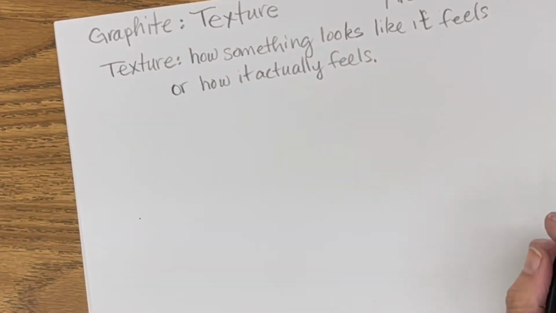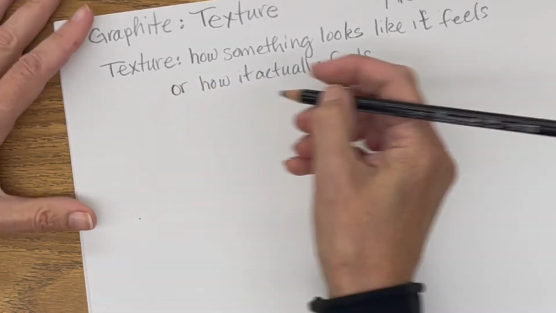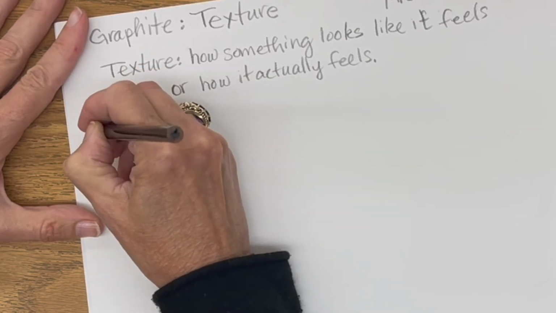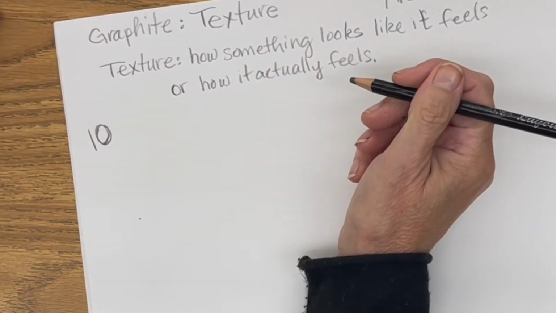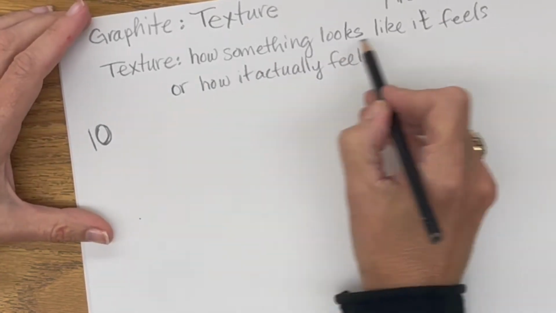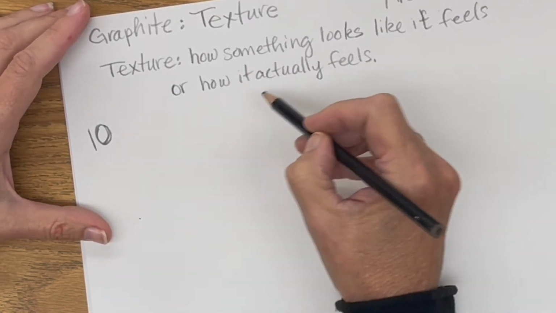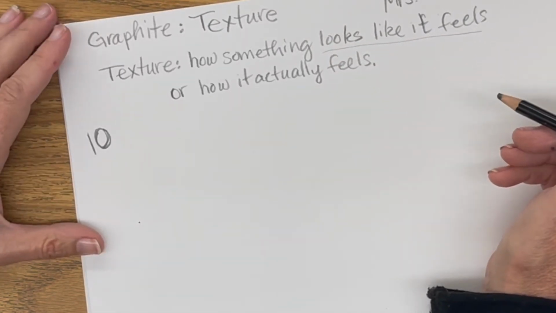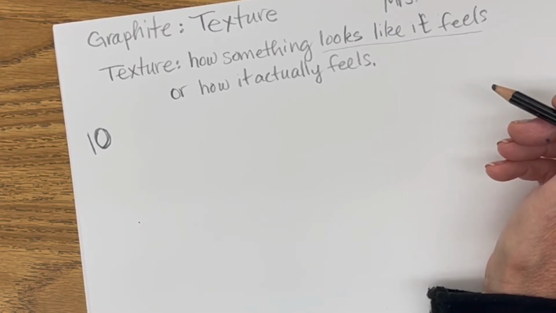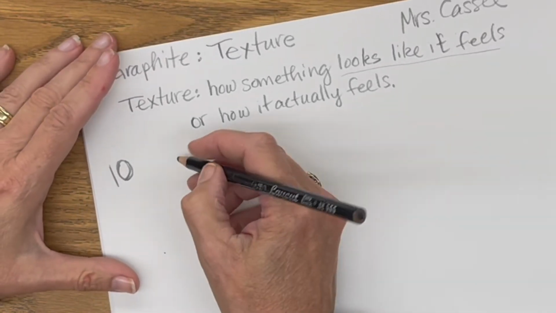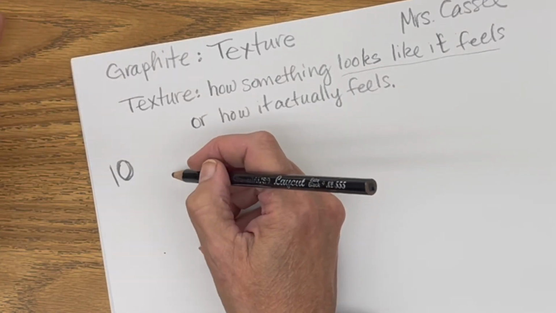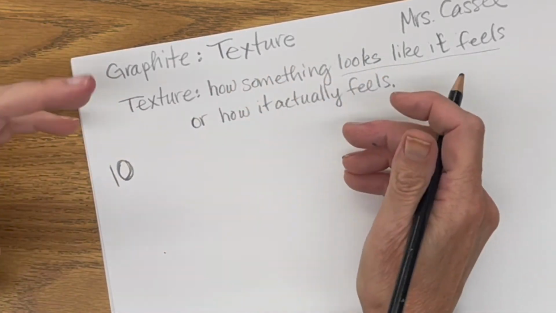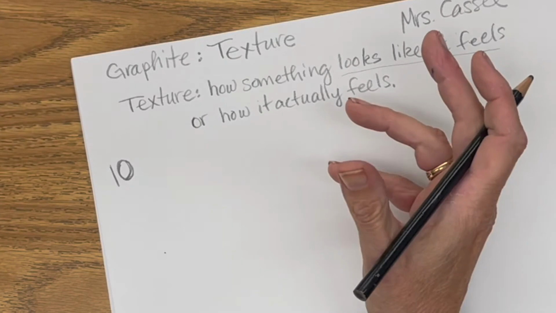So, now your job is going to be, the directions say for this one, that you need to create 10 textures. And this is going to be marks on your paper that look like they feel like something. The key to making texture is to use lines together or little shapes in a big group to make something that looks like it feels like something.